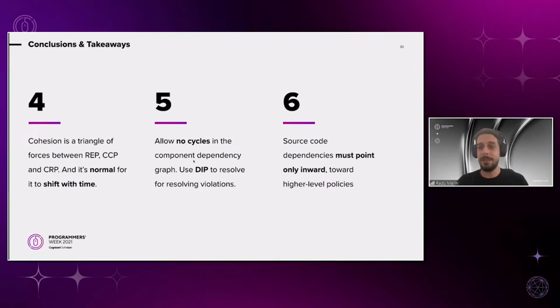Having no cycles in your dependency graph should always be a thing that you have in mind, because Gradle is going to fail your builds if you don't. But remember, you can always use dependency inversion to resolve these violations, right? And last but not least, the main concept behind clean architecture is that your source code dependencies should always go towards your policies, right? UI depends on presentation, depends on policies, not the other way around.